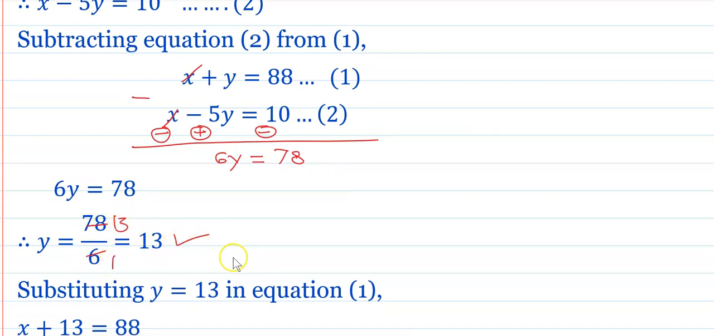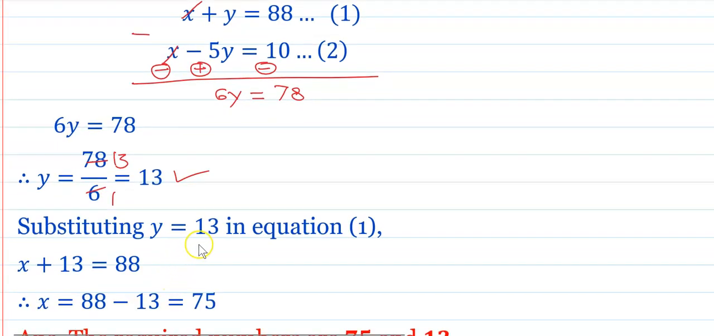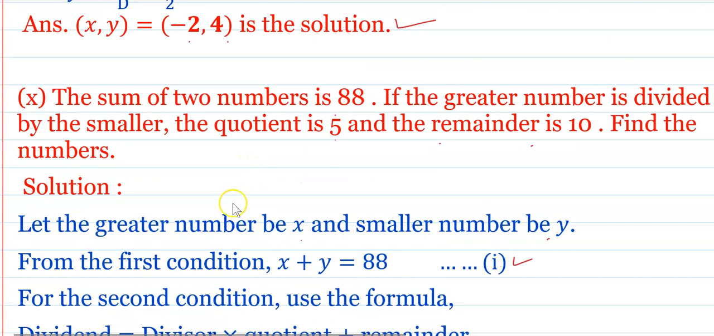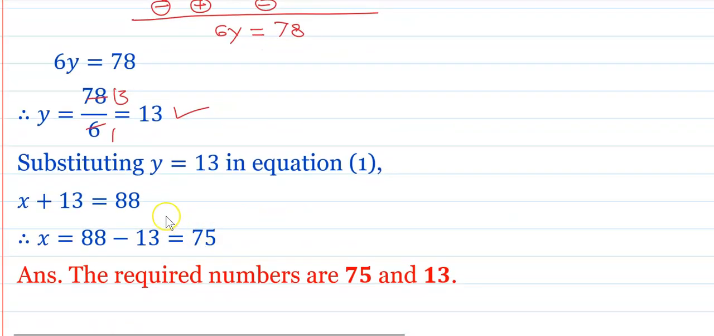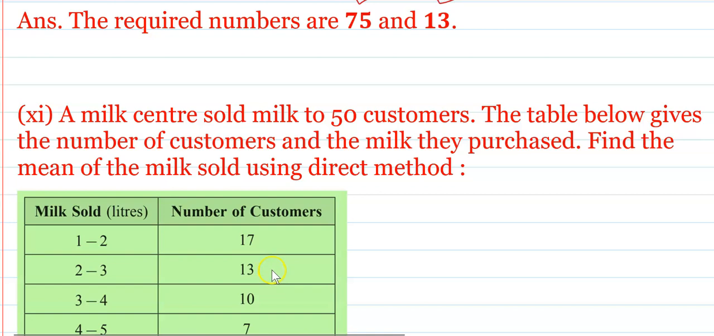Y ची value किती आली? 13. Substituting y is equal to 13 in equation number 1. What is equation number 1? x plus y is equal to 88. Substitute y as 13. Therefore x plus 13 is equal to 88, x is equal to 88 minus 13. You will get 75. Therefore the required numbers are 75 and 13. Easy question again. Question number 1 to 3 पर्यंत सर्व टेक्स्टबुक मध्येच विचारले जातात.